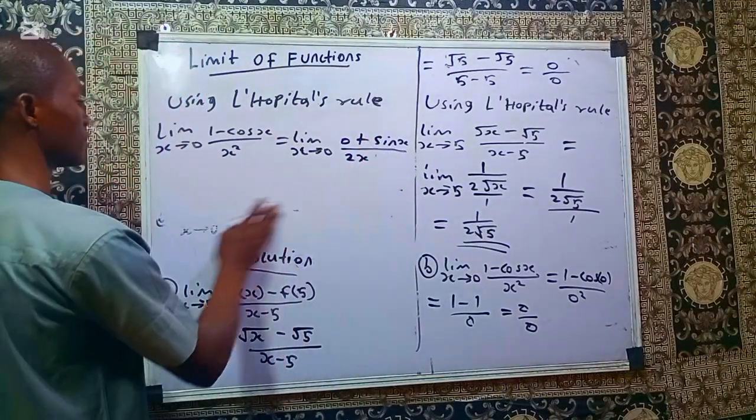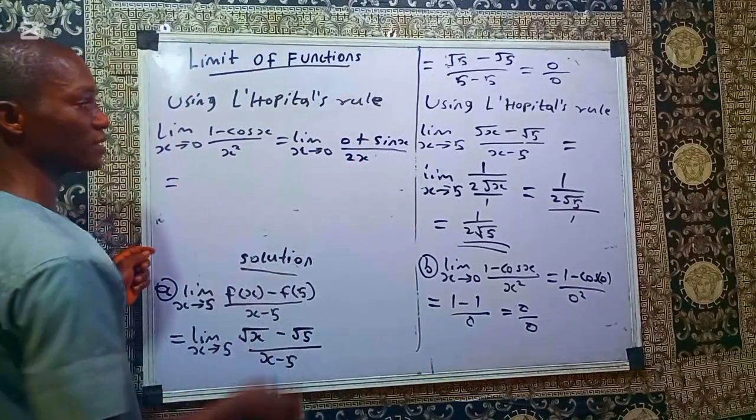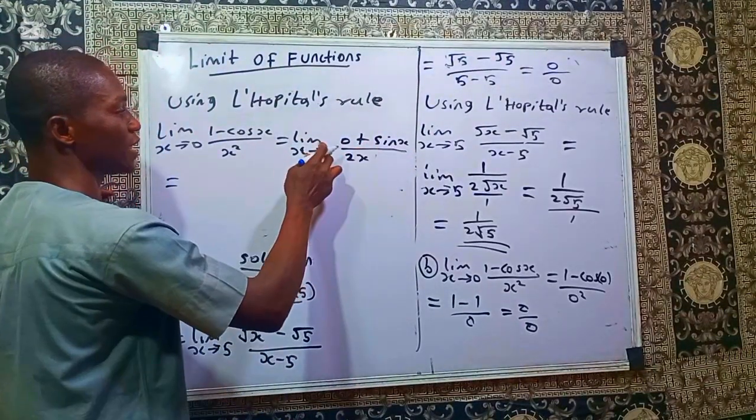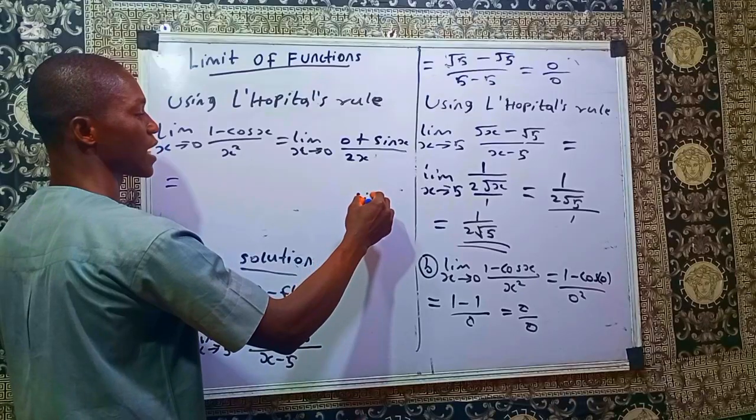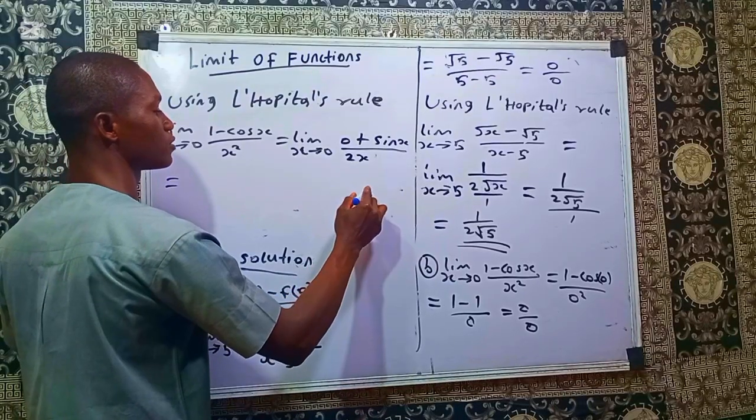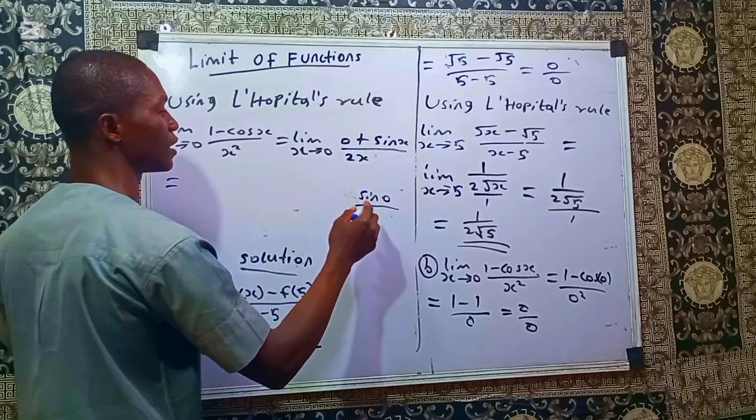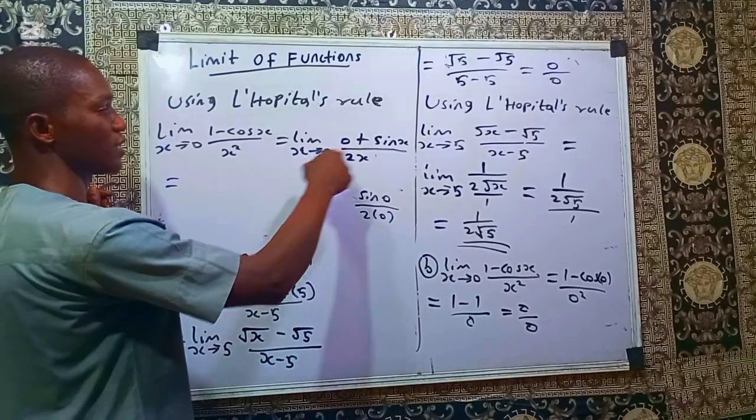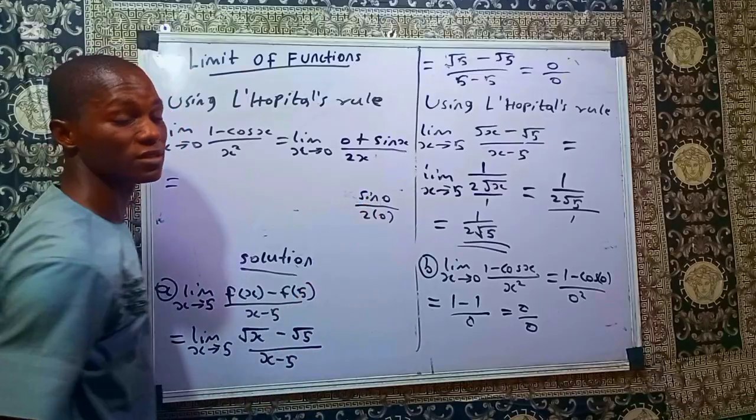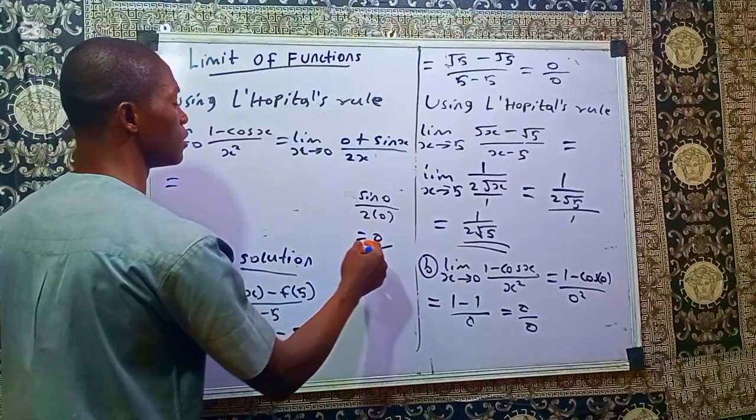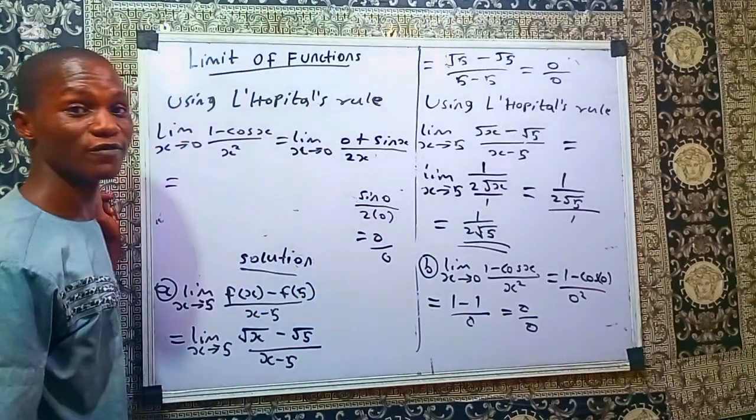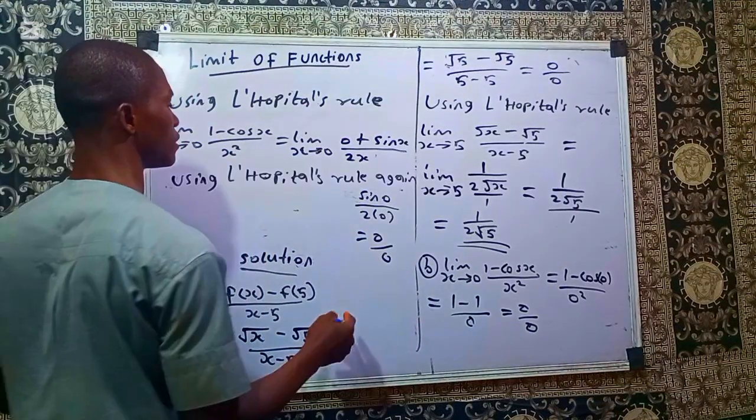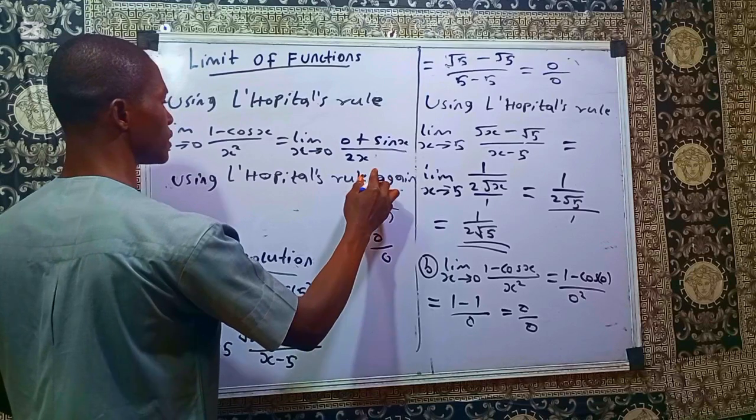which is 2x. So if you put the point again, if you put 0 for x here, you are going to have sine 0 over 2 times 0, right? If you put the point for x here. So this sine 0 is what? 0. 2 times 0 is 0. So you will get 0 over 0 again. So I'm going to apply L'Hospital's rule again to resolve it.